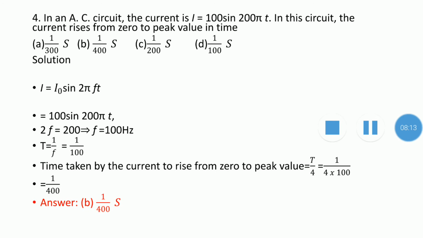So do the calculations properly. Don't make haste by taking T is equal to 1 divided by 100. Read the questions properly. They have asked for the time taken for the current to rise from 0 to peak value. So it is T by 4.